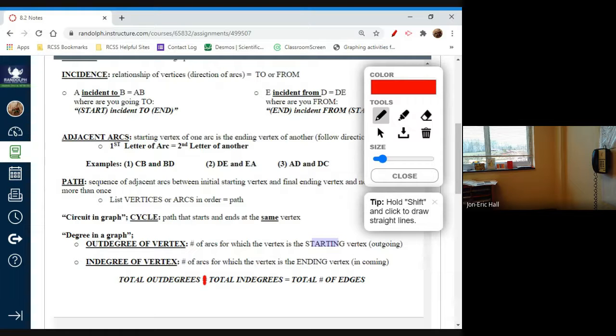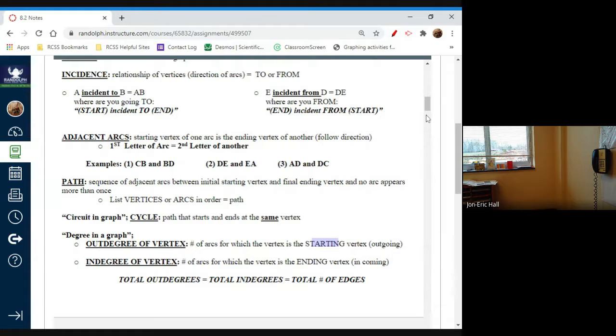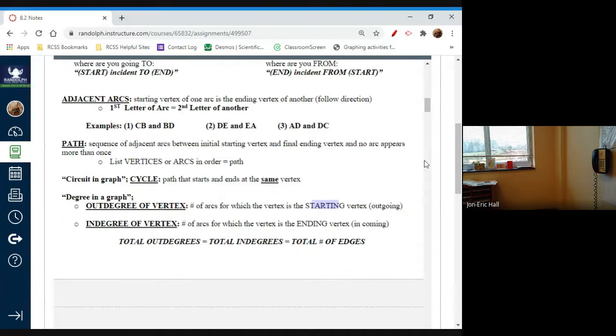Any questions so far? Okay. Does this little packet have all the notes? Correct? Yeah. Okay, so we're just going to stop at the 2. Correct.